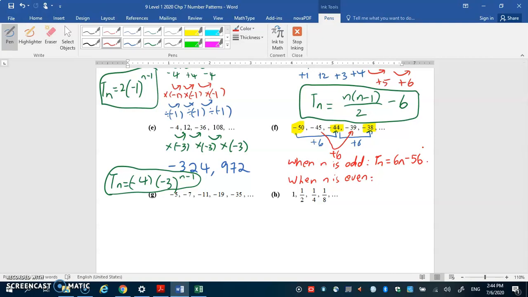How about when n is even? Same thing. When n is even, I'm looking at the second term, fourth term, sixth term, and so on. Since my common difference is still 6, it's going to be 6n. But now, because this is sort of my t1, my t0 is negative 45 minus 6. Can you see?